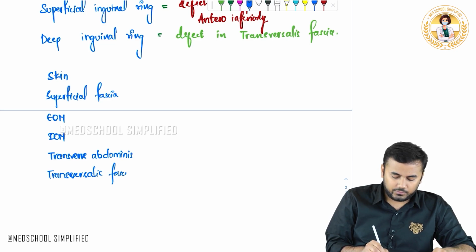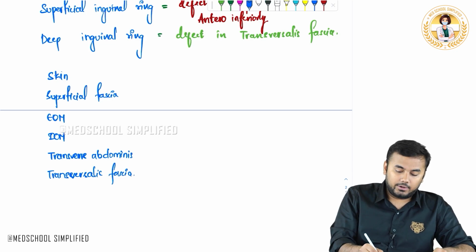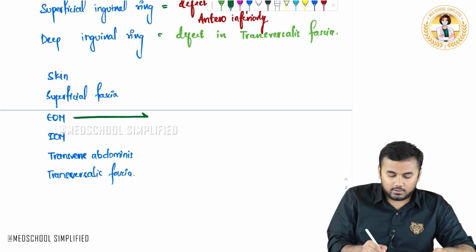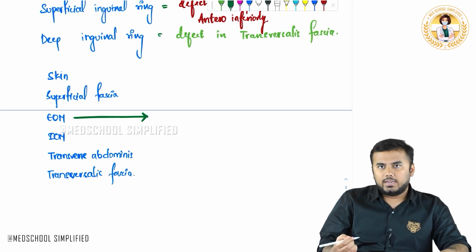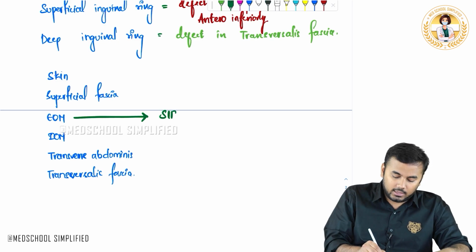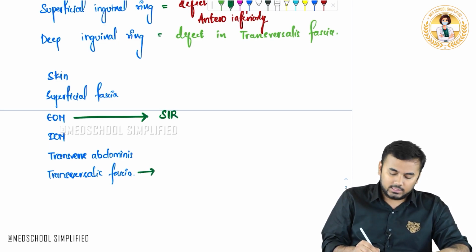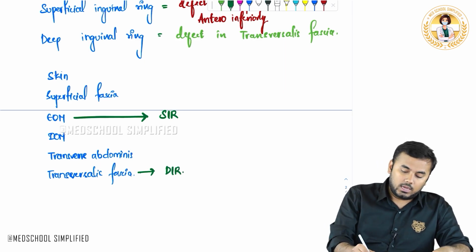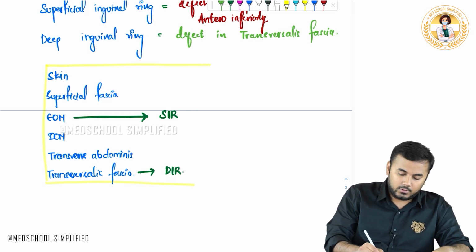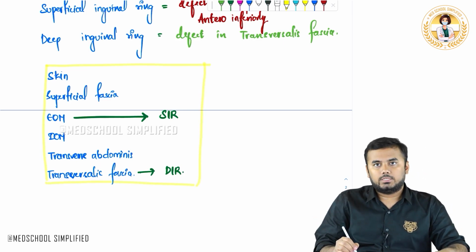Now here what I am trying to tell you is that this external oblique muscle antero-inferiorly is having a defect, and that defect is called the superficial inguinal ring. If the transversalis fascia is having a defect, this is called a deep inguinal ring. So these are the two important points you need to understand here.